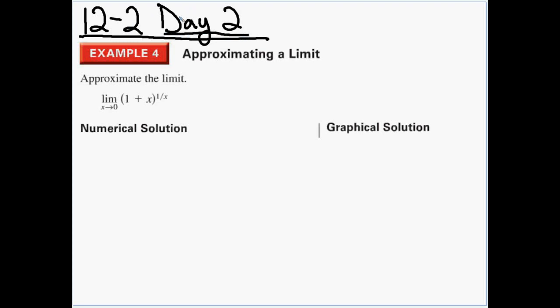In the last video, in day number 1, we saw some algebraic techniques to simplify limits. We had the dividing out technique where we would factor and cancel. We could multiply by a conjugate. We could combine fractions. But when we encounter a limit like this, those techniques aren't going to work.